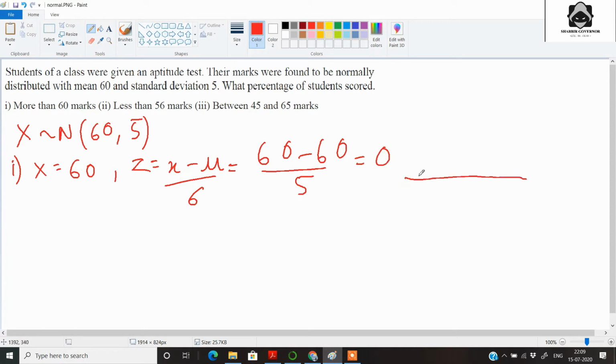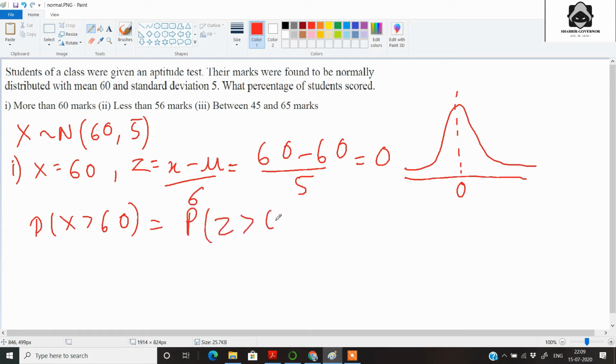If we see the standard normal distribution, we know that it has a mean of 0 and a standard deviation equal to 1. According to our question, we need P of x greater than 60, which is equal to P of z greater than 0. So this is this whole part. As you know, the area under the curve of any distribution is equal to 1 and this is symmetric, so we can directly say that the answer to this question is 0.5.